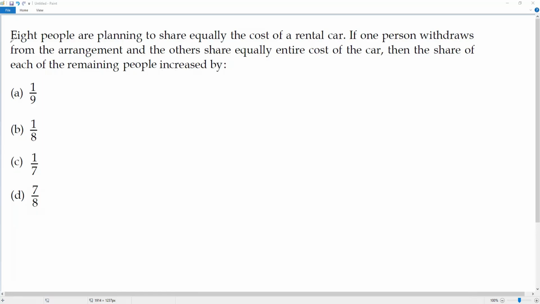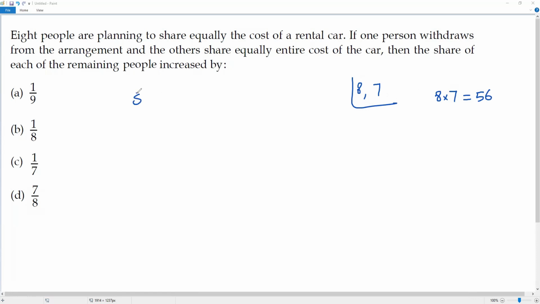Okay, here we have 8 people. If one person withdraws, then there will be 7 people. Let's find the least common multiple of 8 and 7. There is no common divisor for 8 and 7. So to get the least common multiple of 8 and 7, we have to multiply 8 and 7. 8 times 7 is 56.